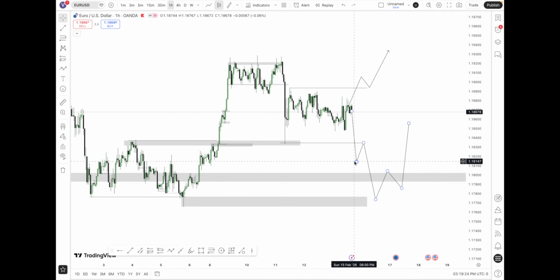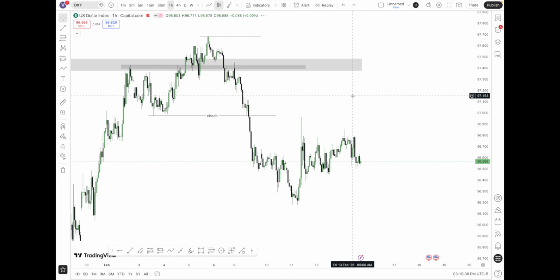and with good bullish candles in 15 minutes and 5 minutes we can enter buys or sells. That is my trading plan for the next week in EURUSD. Let's see what DXY is saying.